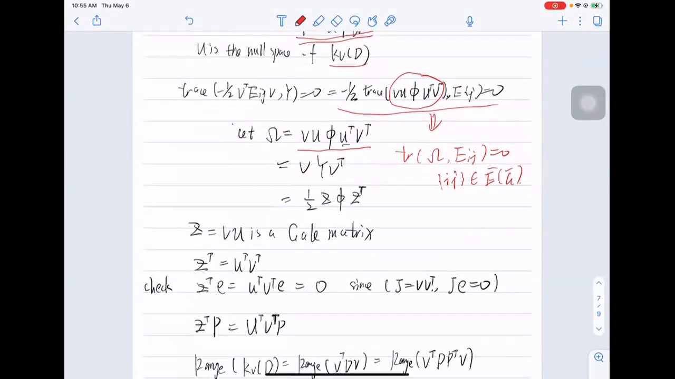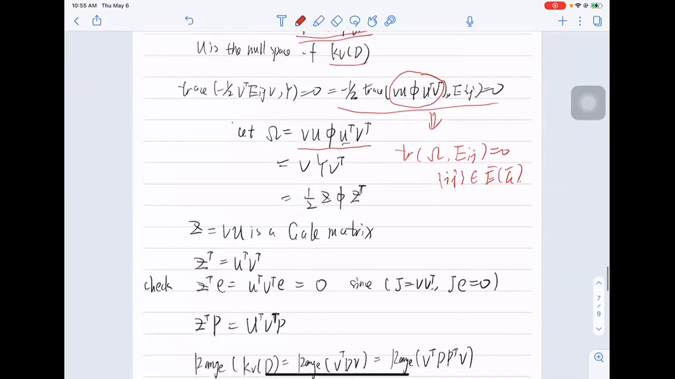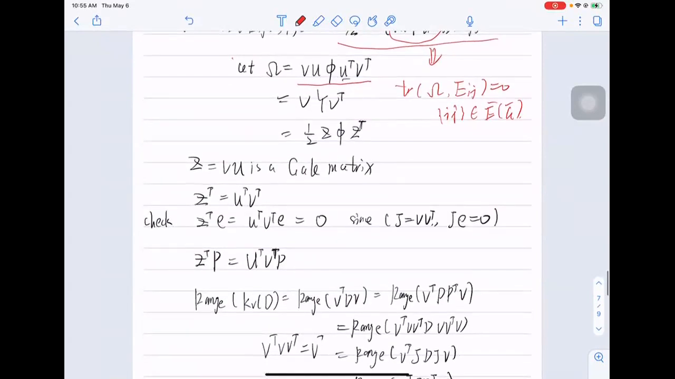And now I just need to show that Z equals V times U is the Gale matrix. So how do we actually check that this is the Gale matrix? I first check Z transpose E is 0. This is because Z transpose is U transpose V transpose E, and because J equals V V transpose, and JE is 0, right? So V G is factorized as V times V transpose. Therefore V transpose E is 0. So this property is met.